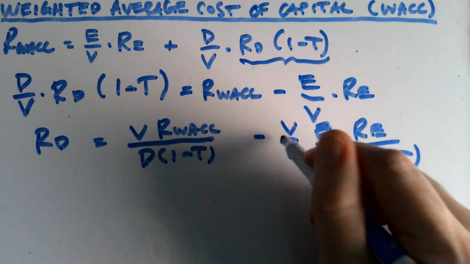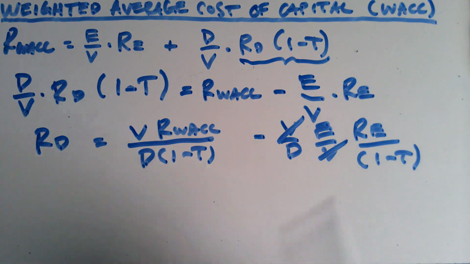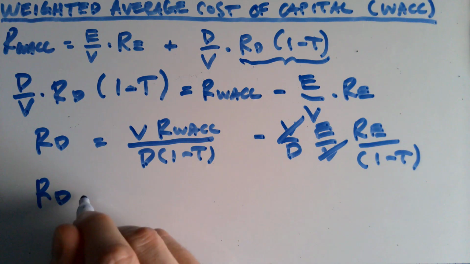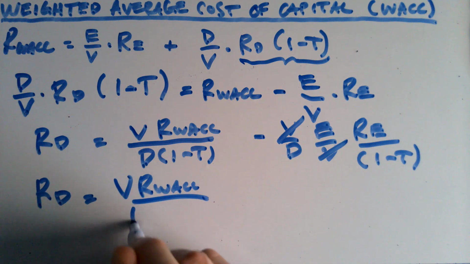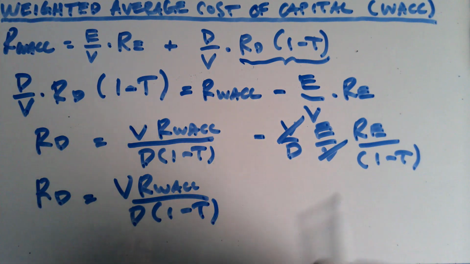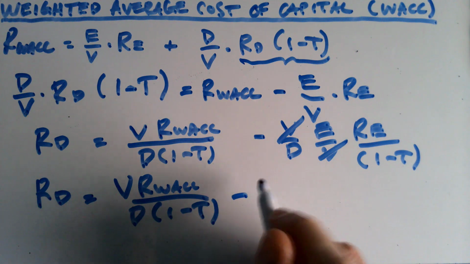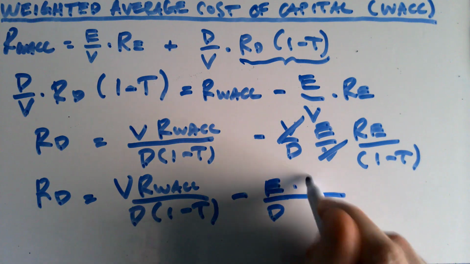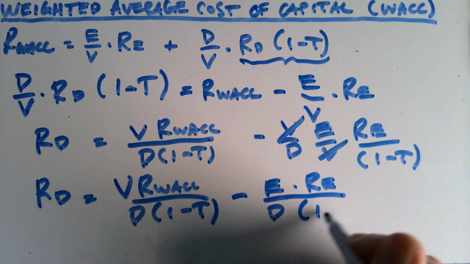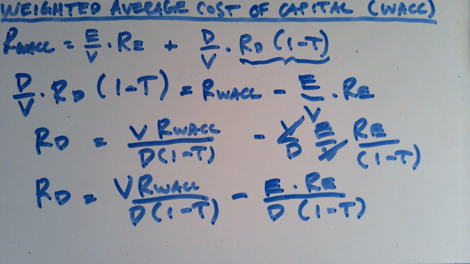So we can go ahead and do some canceling here. So what we have here is the inverse of the debt to equity ratio. So let me clean this up. R sub D is equal to V times R sub WACC divided by D times (1 minus T), minus E over D times R sub E over (1 minus T). So there is our formula for the required return on debt. We could simplify this further by factoring out this 1 over D times (1 minus T) from both of these terms.